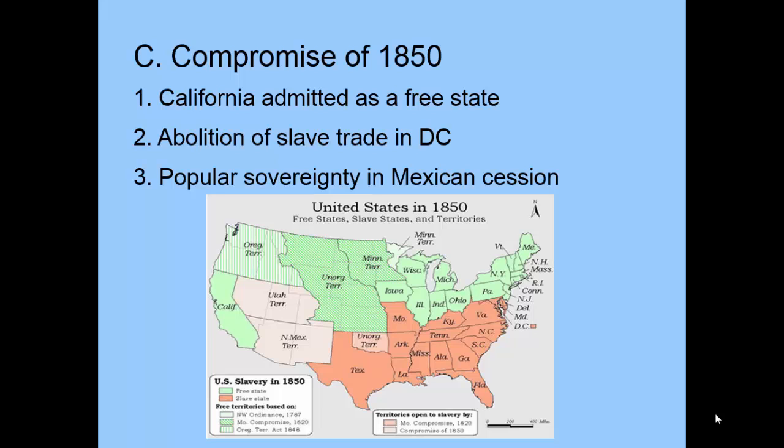And so the South thinks that this is going to benefit them in the long run, and so that's why they're willing to compromise on number 1 and 2 on this slide, because they now know that they're going to be able to get perhaps as many as 5 more slave states in the West.